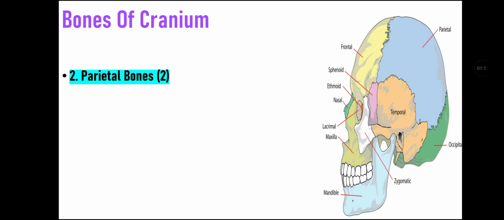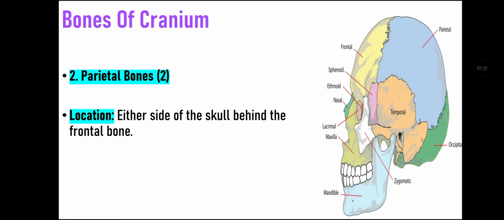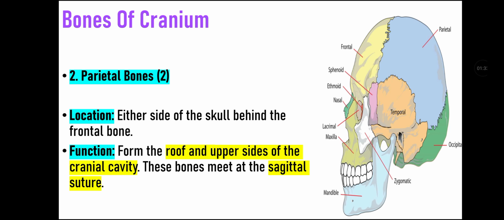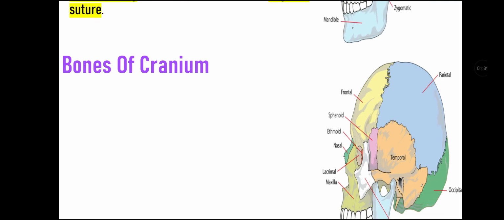Next cranial bone we have is parietal bone. As you can see in the diagram, the blue color bone is the parietal bone. It is paired bone, that means there will be two parietal bone in every skull. Location: it is present on either side of skull behind the frontal bone. Function: it forms the roof and upper sides of cranial cavity. These bones meet at the sagittal suture.